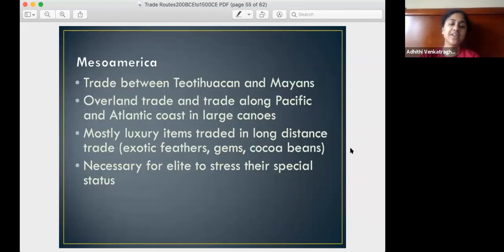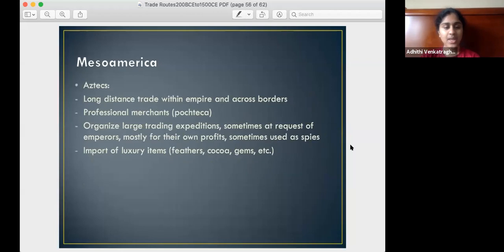All right, for Mesoamerica, there was trade between Teotihuacan and the Mayans. There was overland trade and trade between Pacific and Atlantic coasts in large canoes, mostly luxury items that traded in long-distance trade: exotic feathers, gems, cocoa beans, and it was necessary for the elite to stress their special status. Mesoamerica included the Aztecs, which had long-distance trade within empire and across borders, professional merchants, which organized trade, trading large expeditions, sometimes at the request of emperors, mostly for their own profits, and sometimes as spies, and the import of luxury items, like we mentioned before, feathers, cocoa, gems, etc.